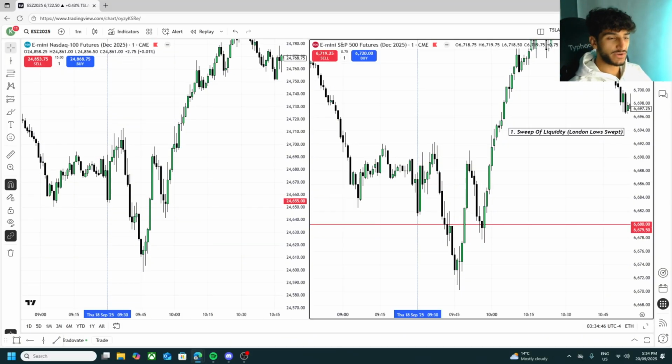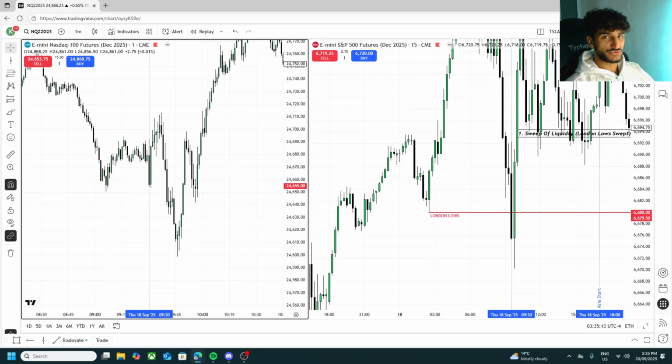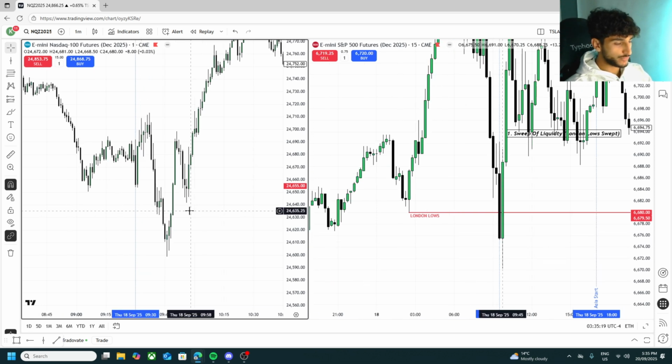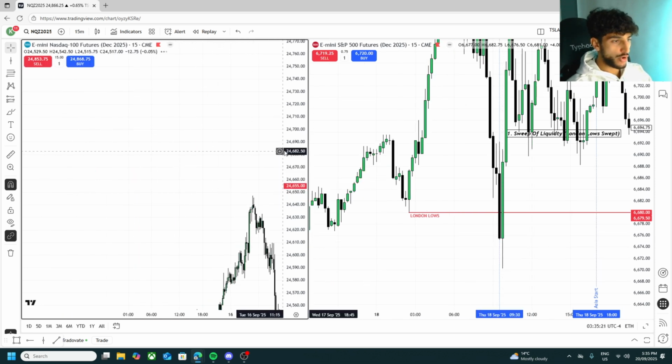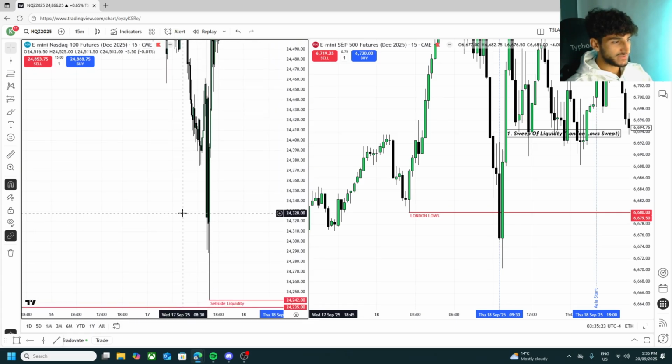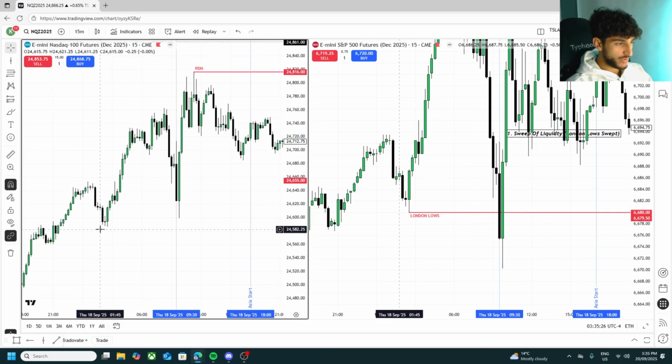So as we can see right here on the right hand side, we have ES&P. If we zoom out here on the 15-minute time frame, we could see that ES here swept London lows. But if we look very closely on the 15-minute time frame on NQ, we actually did not sweep any sort of liquidity. Right here, as you can see, we actually created an SMT with ES here.